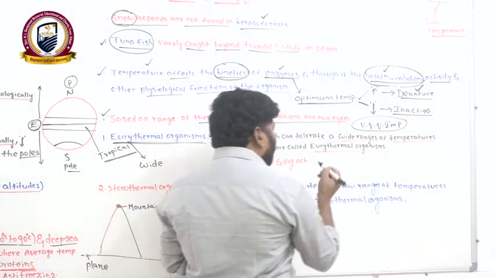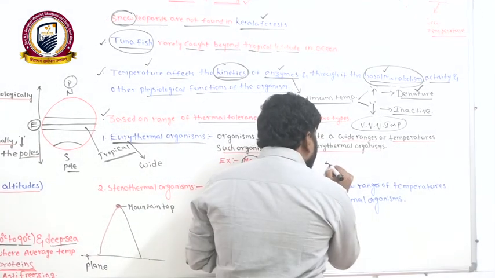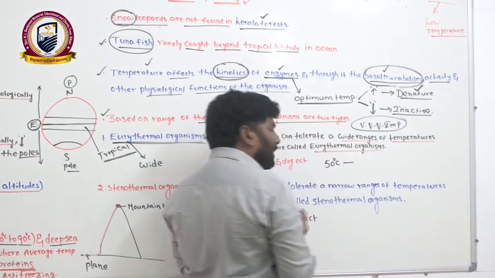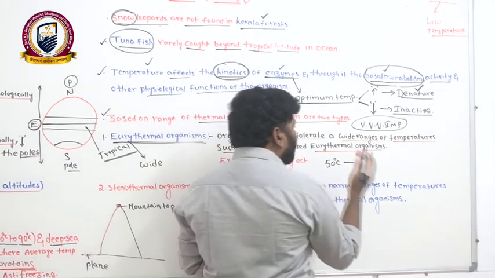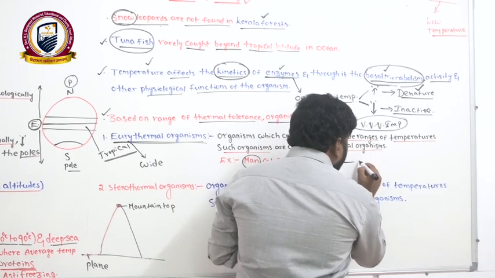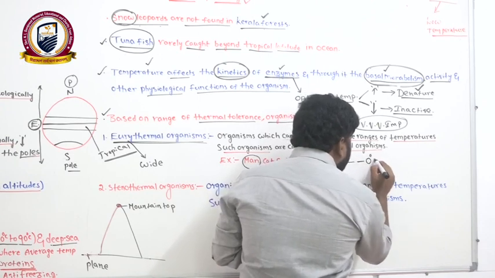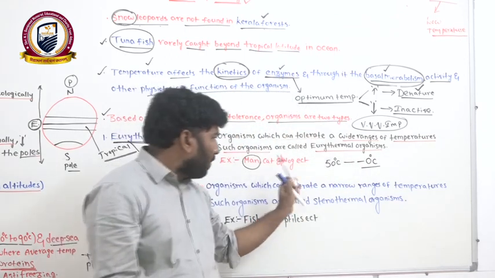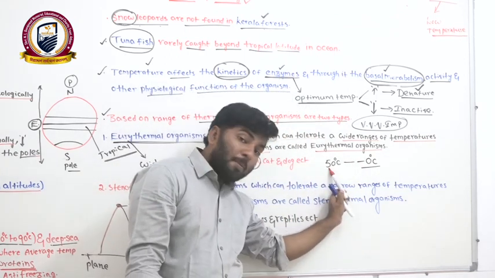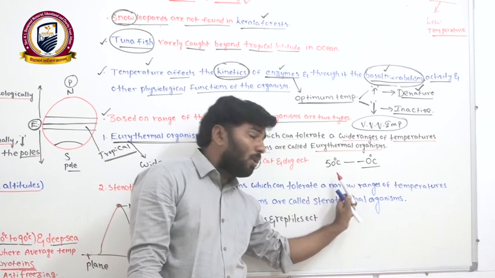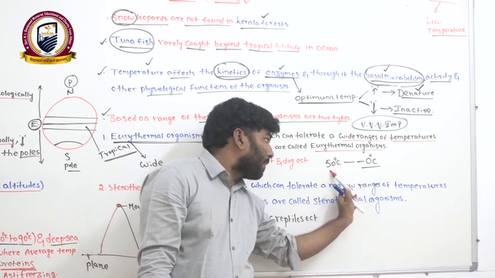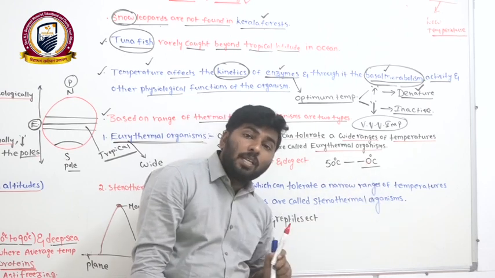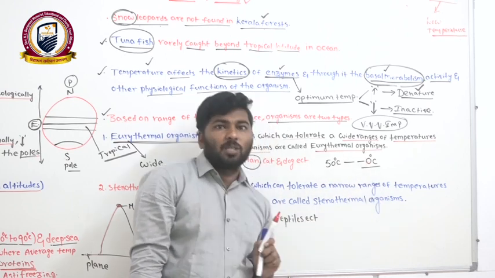Okay, for example, if you take man, we exist even in a 50 degrees centigrade temperature region, like the Rajasthan desert. We are also present in a minus 0 degrees centigrade temperature region, like the Himalayan region. Along with that, the same person can survive in a 0 degree centigrade temperature range also.